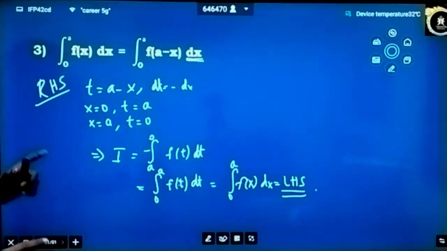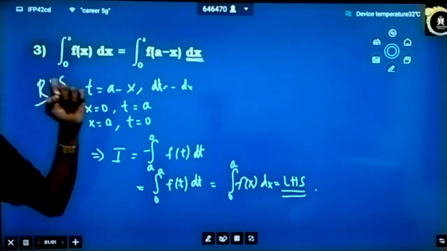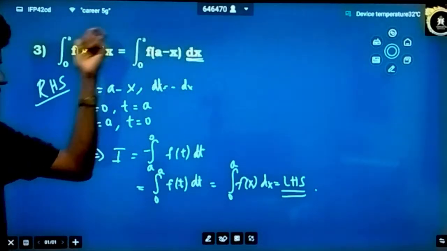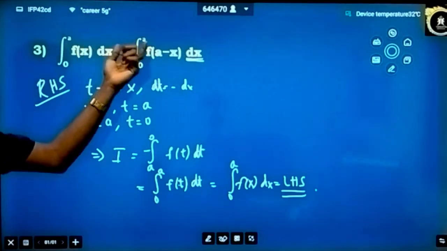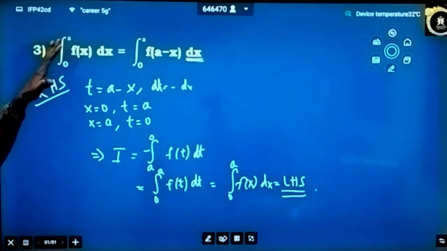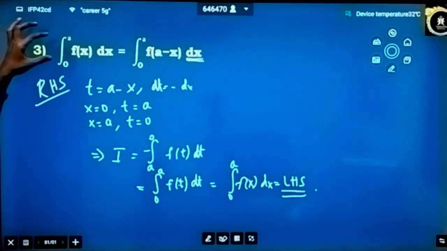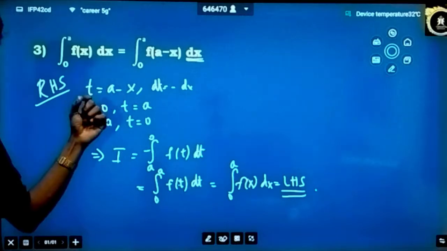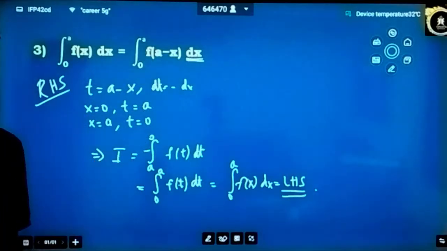Easy. What we are going to do is take this A minus x, whichever is in the right hand side, as t. By substitution we are proving this property. Clear? Easy proof. What we are doing is taking this A minus x as t and solving the right hand side.